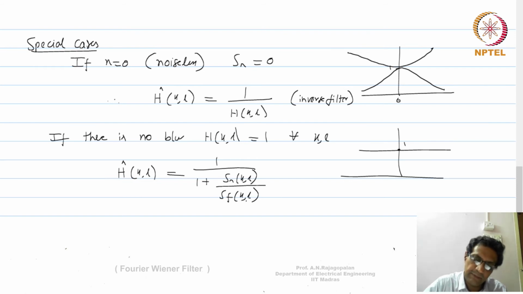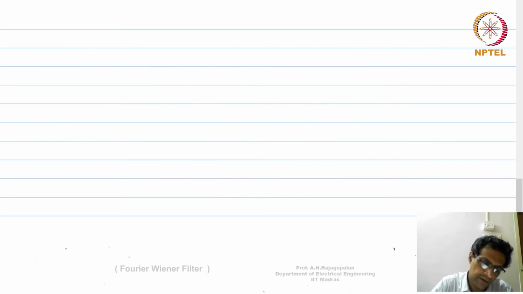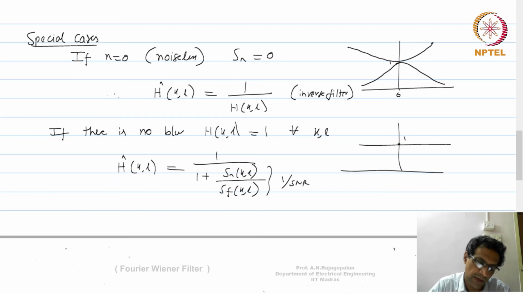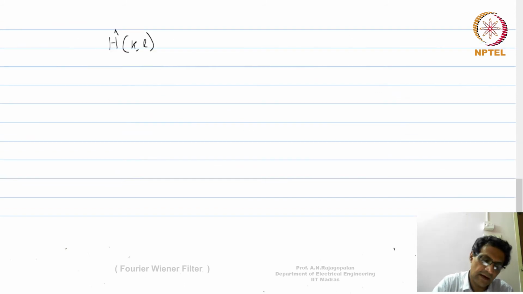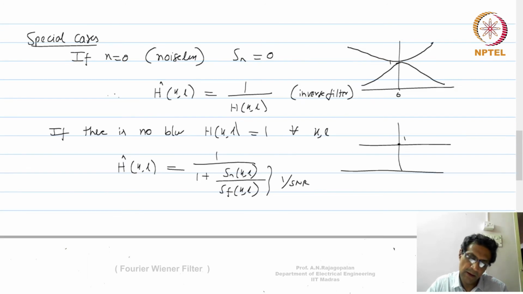And this S_n by S_f, in a loose sense, you can look upon this as 1 by signal to noise ratio, because signal to noise ratio is S_f by S_n. Therefore, for the case when there is no blur and there is only noise, because it's 1 by 1 plus 1 by SNR, it's SNR by SNR plus 1. So what you have is SNR by SNR plus 1.